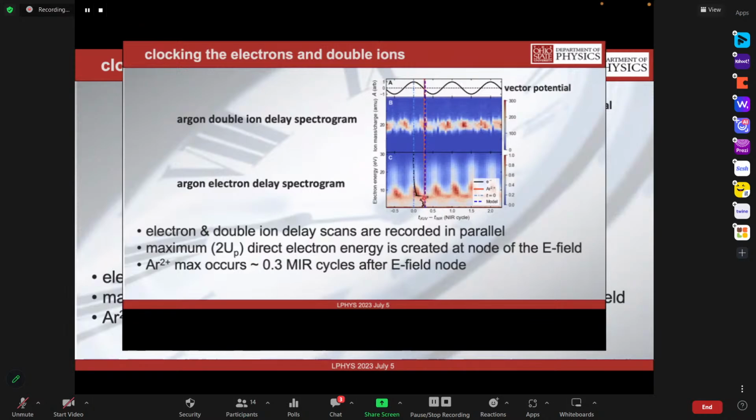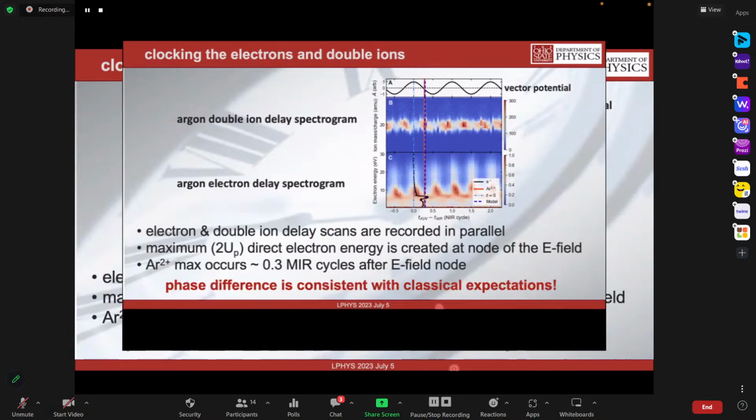And then what we do is analyze the phase between the photoelectrons and the double ions. And what we see is that the maximum in the argon 2 plus occurs 0.3 mid-infrared cycles after the electric field node. Okay, this result is completely consistent with semi-classical expectations. That is, we're seeing that the argon double plus is maximized at the point where the return energy is maximum. We actually have a model, which I'm not going to present to you, that very much models these results.